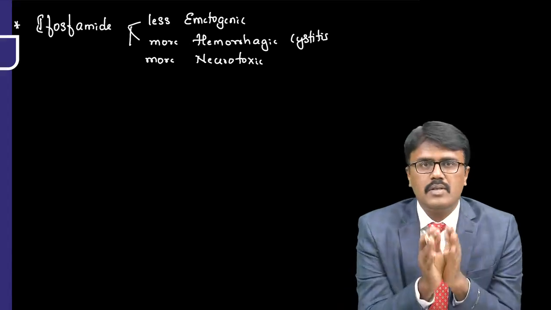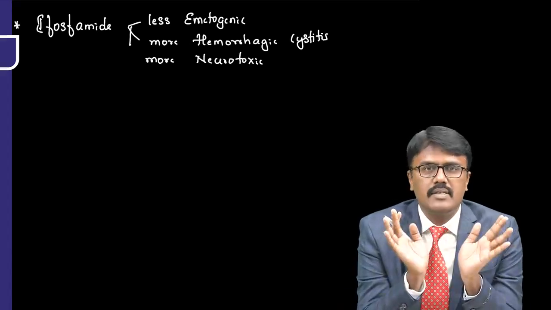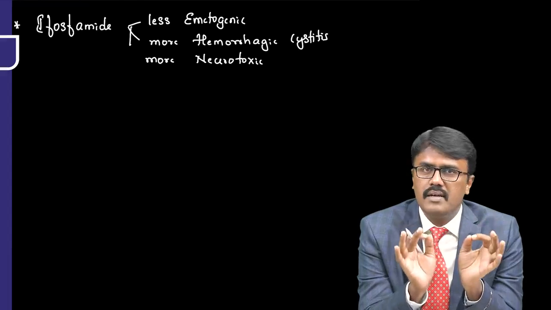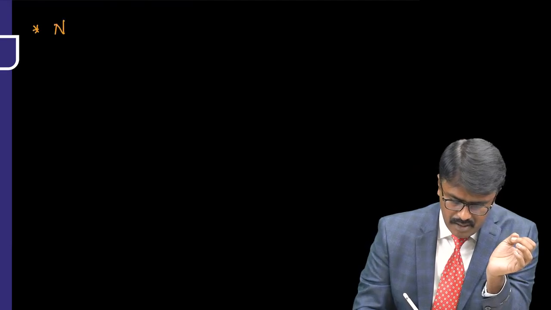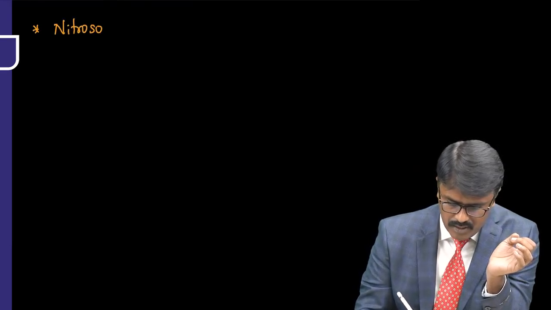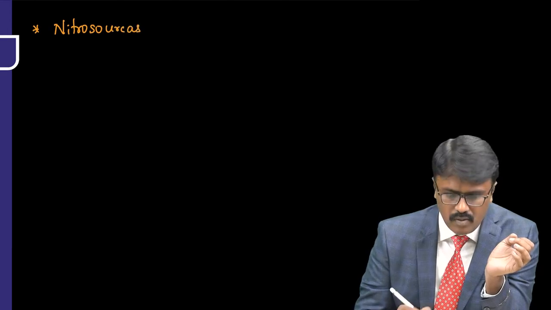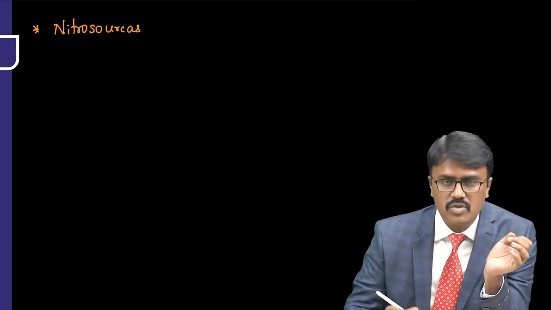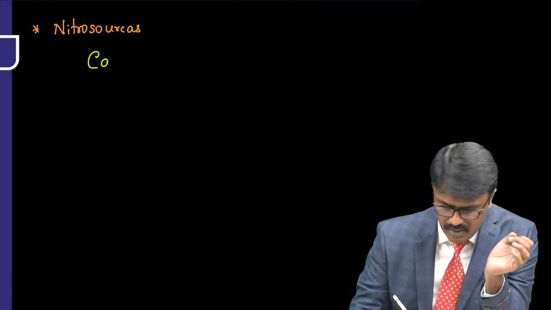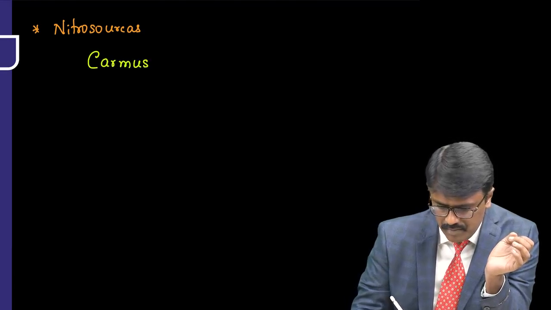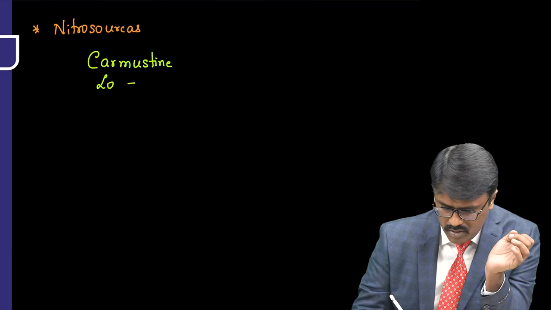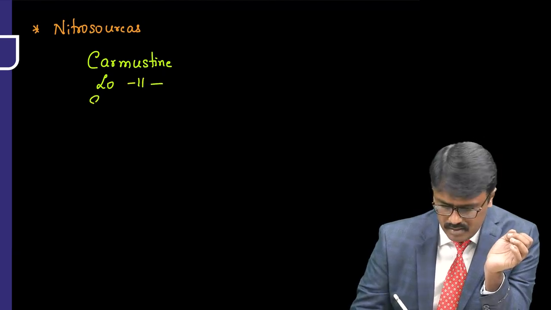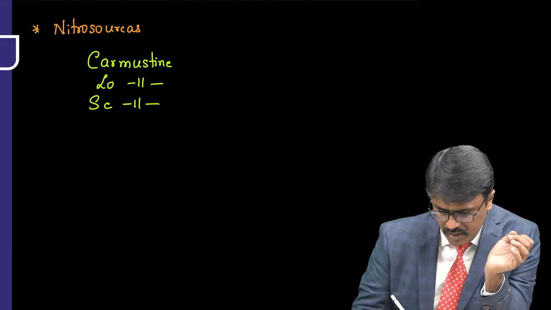Now, please concentrate on cyclophosphamide, very commonly asked in the exam. You should never miss that drug, cyclophosphamide. Then we have another group of drugs by the name nitrosoureas. They end with mustine. So we have the drug carmustine, then we have lomustine and semustine. So they end with mustine.